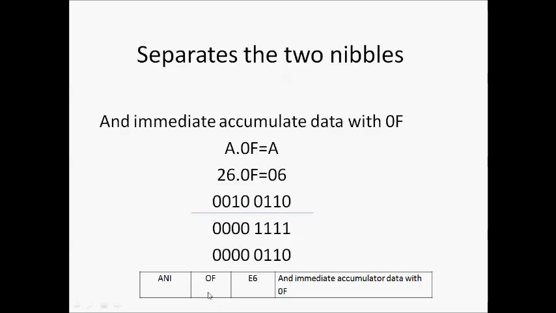Again the same instruction is applied, ANI 0F. The accumulator content right now is 26. ANDing with 0F, the 0010 is cleared and 0110 remains, that is 6. The answer is 06, and it is stored in the accumulator because the accumulator is the default register.